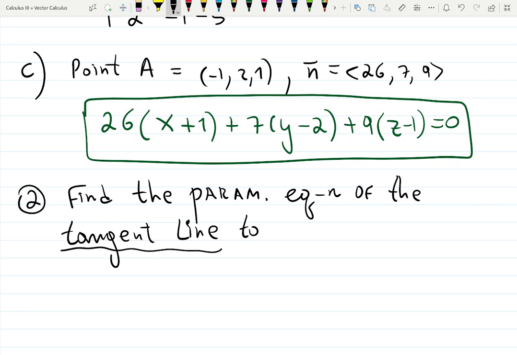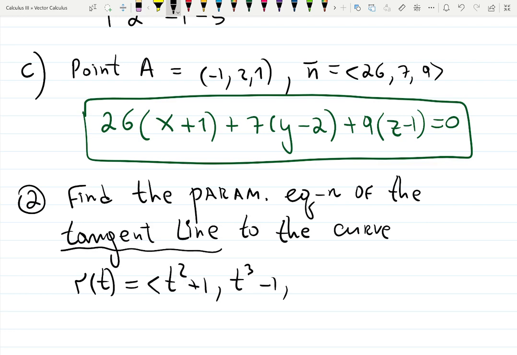The tangent line needs either a point or a function. In this 3D case, we're learning it with the curve. They give you the curve, r of t equals t squared plus 1, t cubed minus 1, t to the 4 plus t squared, at the point 5, 7, and 20.